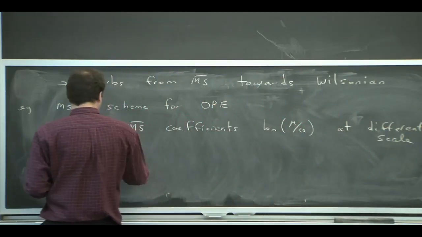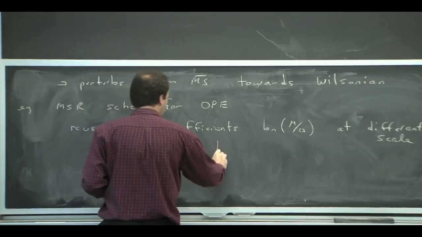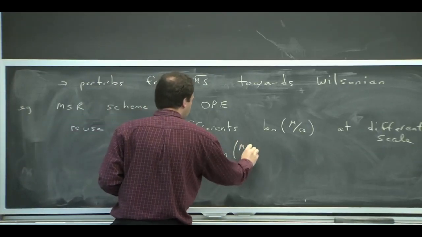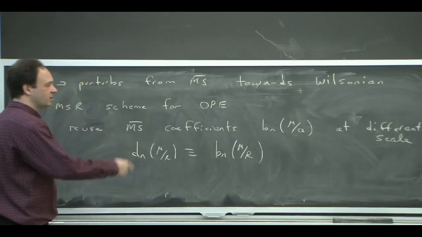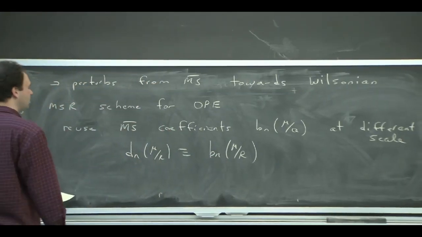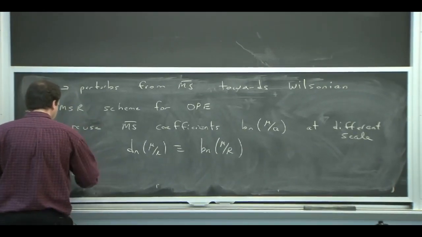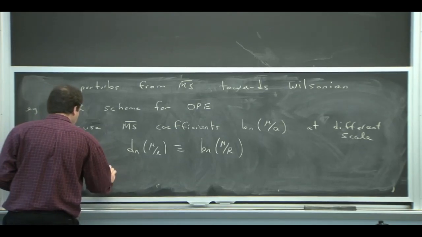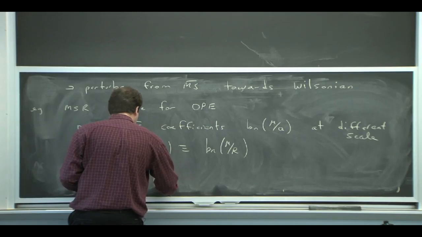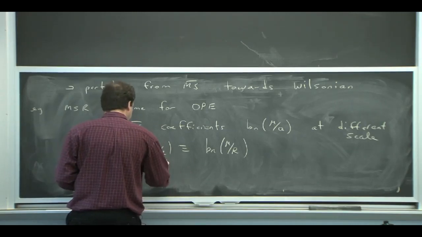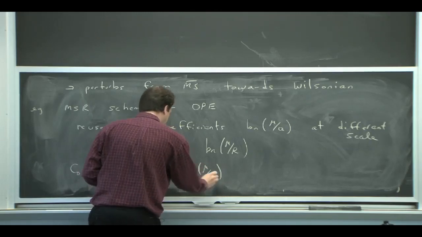So what we do is we say dn of mu over r is defined to be the Bn of mu over r. So these guys were the MSbar coefficients. These guys are whatever we decide to put into the series over there. Just take them to be equal. That's the MSR scheme. And then if you look at what the coefficient is, if we just write out explicitly what the coefficient is by plugging in the series, you can again see kind of how it's providing a cutoff.